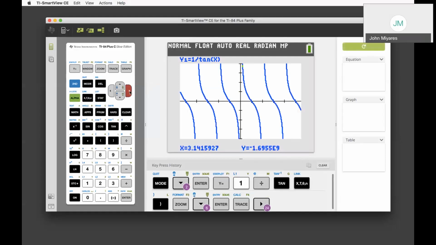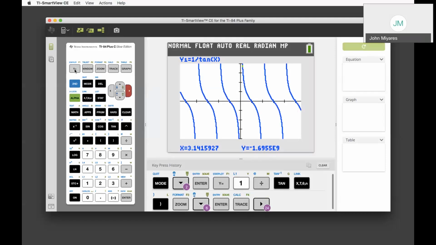and eventually at x equals pi, 3.14159, again, small round off errors, it's saying y equals 1.6955 e to the 9, which is really negative 1.6 billion. It's supposed to be negative infinity, but again, I can't get technology to work perfectly for me in this case. So that is how we're going to look at the cotangent graph.